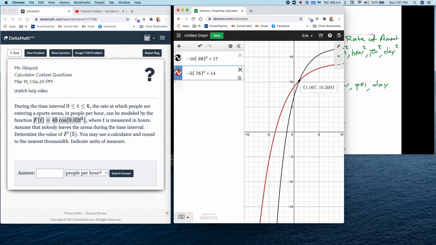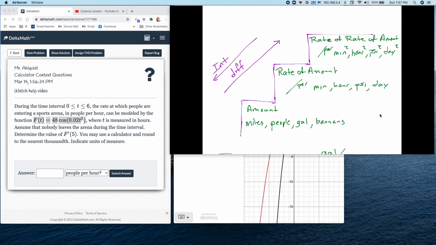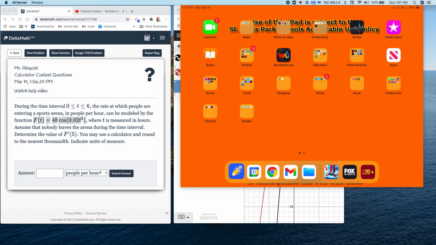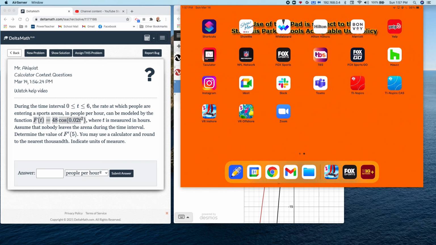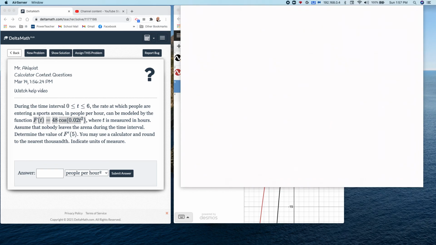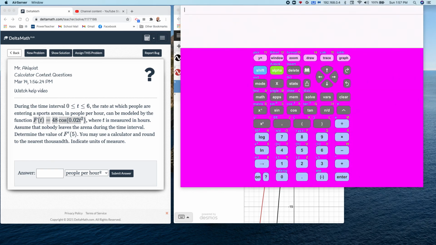Now I don't know if Desmos will let me do a derivative. I don't think I can do that on there. Maybe I could do it on this. So let me try it on this one. Let me try it on my calculator here. This is an 84 calculator. It's the same kind of thing.